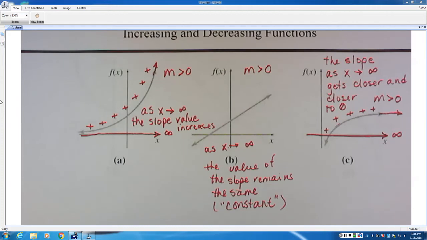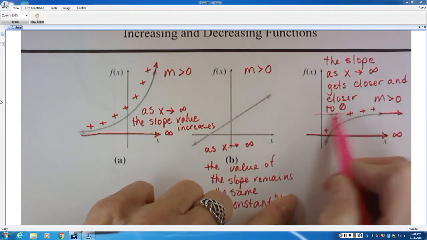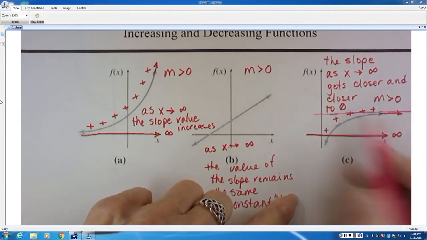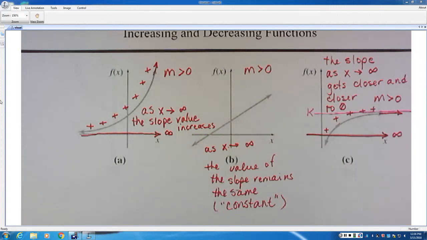The function itself is actually approaching some constant value. And the constant value that it appears to be approaching is some number k. Okay, f of x equals k. Eventually, all of its outputs will be so close to k that you won't be able to find a real difference in the rise of the function. Okay, because it will be becoming almost zero.